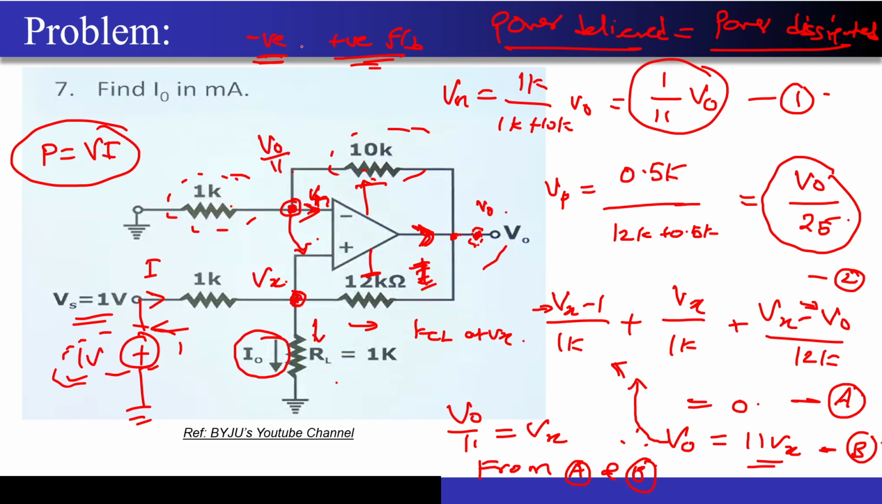Any doubts? Just a question: in case this virtual ground concept would not have been applicable over here, then what approach could we have taken? Because in that case, some current would have flown through the op amp as well, so it would have been very complicated, right? Yeah, so just think about it.